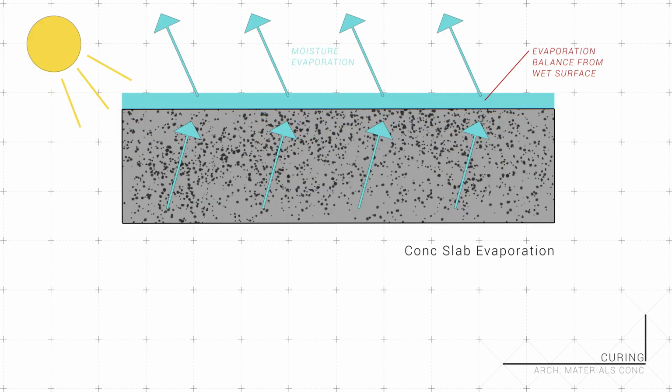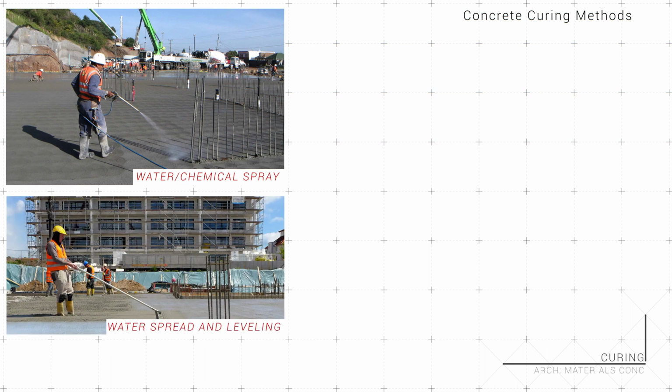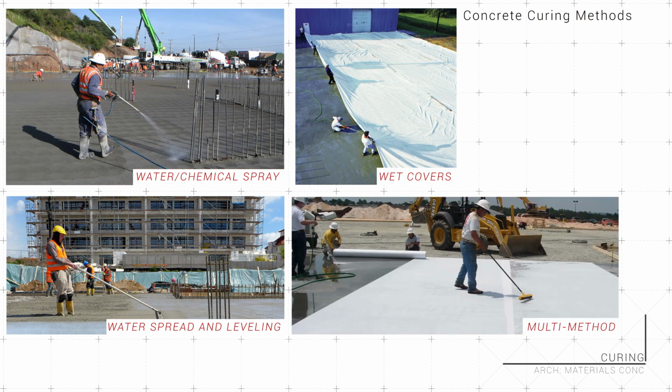For about a week after pouring, concrete needs to be kept moist so that the top of the slab stays consistent with the evaporation of the bottom. A number of methods can be employed here: spraying water, chemical mixtures, water leveling. Sometimes wet paper or plastic covers are laid out. Some projects call for all of these combined. The main thing is that the slab needs to stay wet and consistent for many days until it's fully cured. And even then, you can't eliminate cracks entirely.